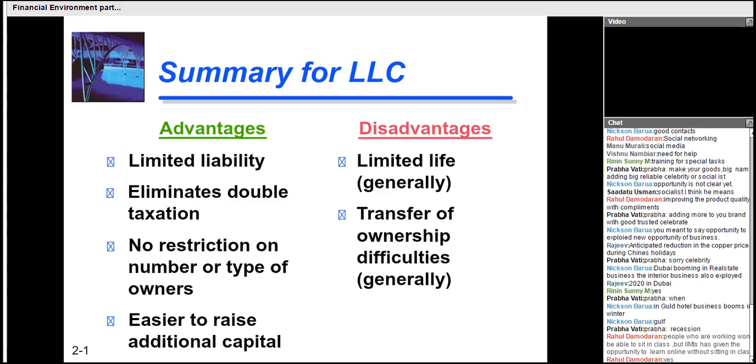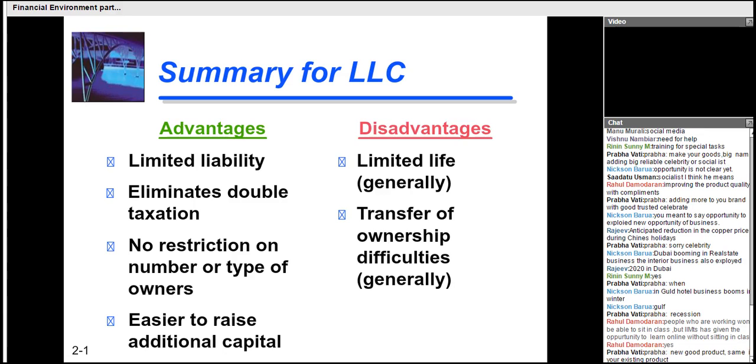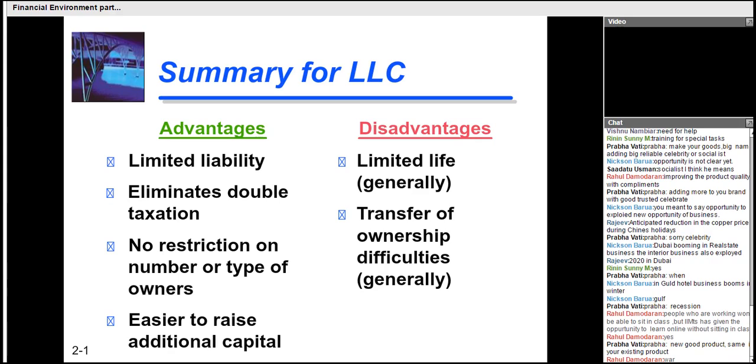Yeah, this is already done. Any example, please? That's good. New good product, same as your existing product. That is your opportunity, not a threat.